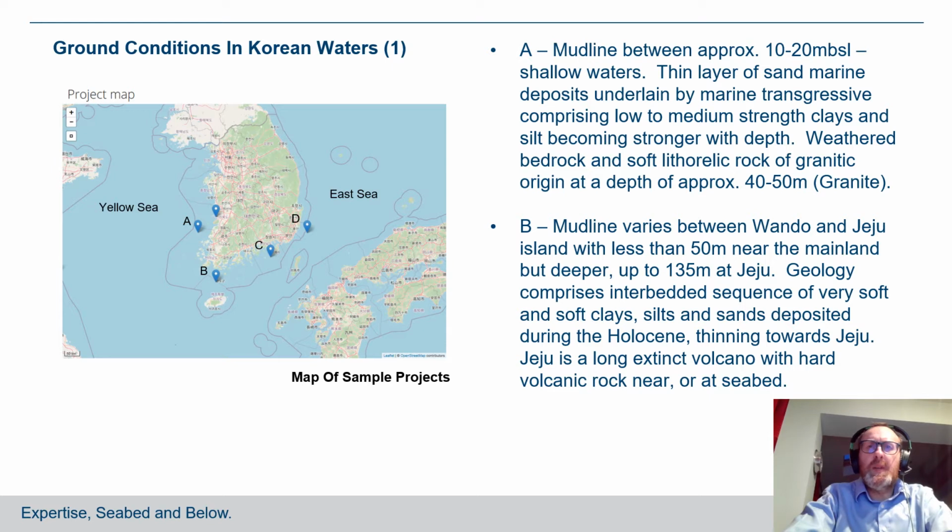Moving round to Site B, which lies between Wondu and Jeju Island. The water depth is of the order of less than 50 meters near the mainland, but gets deeper up to 135 meters as you go towards Jeju. The geology is quite similar to Site A. However, when you get towards Jeju, which is a long extinct volcano island, you get some quite hard volcanic rocks near to or at seabed, which is a particular condition in that area.